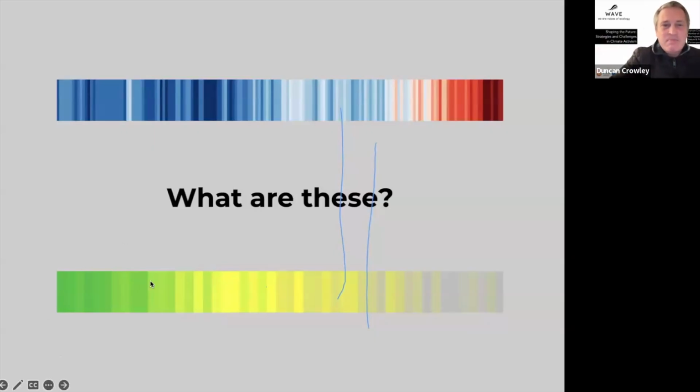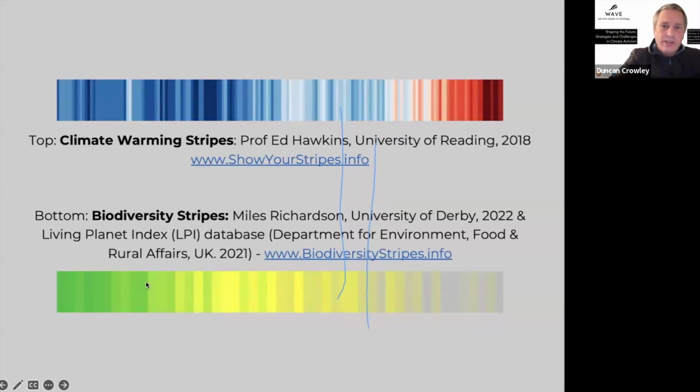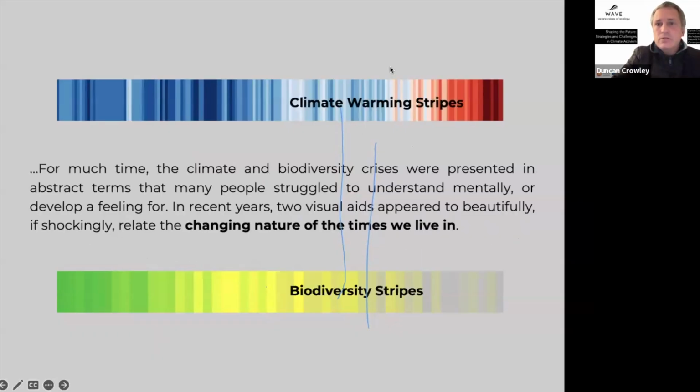Yeah, so these are the climate warming stripes that were developed in 2018 by a professor in Reading. It really helped translate these complex, abstract ideas into means that we humans can understand a bit better. A few years later, the biodiversity stripes were developed to help with the biodiversity world. So they help us really understand the changing nature of the times we live in.